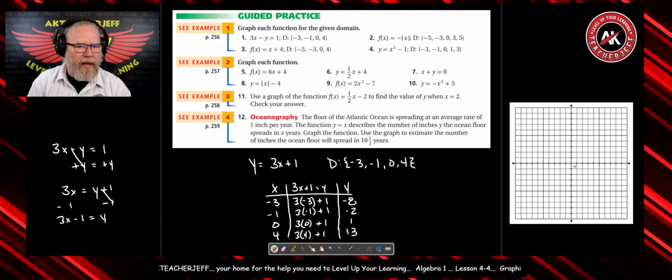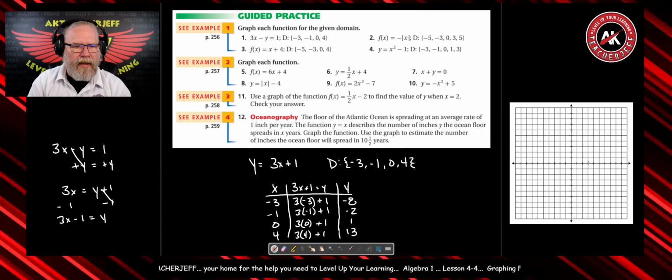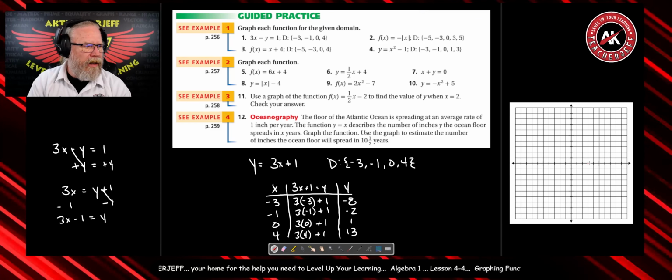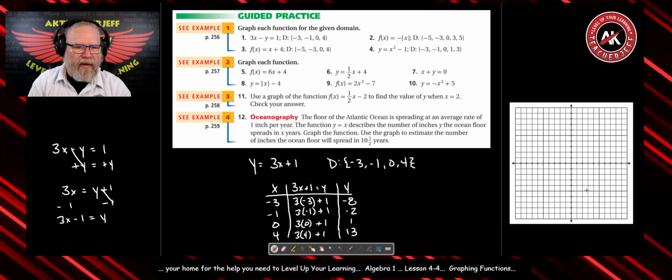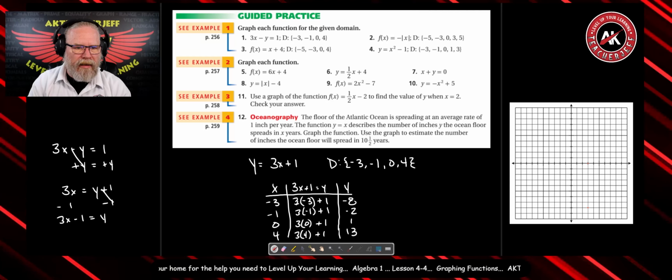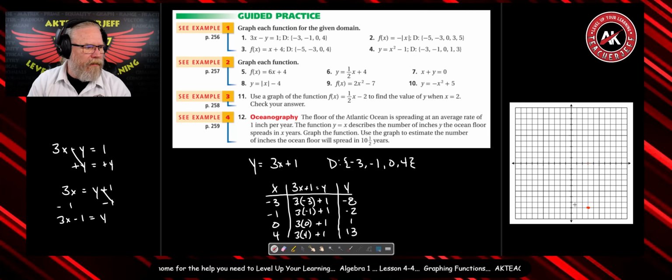Let's go ahead. X is -3. 1, 2, 3. Here's -3 right there. And I'm looking for -8. 1, 2, 3, 4, 5, 6, 7, 8. So that's 1 point right there.